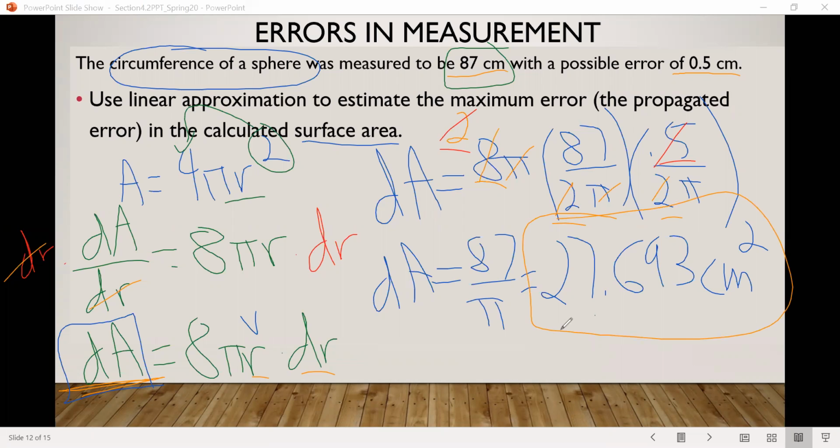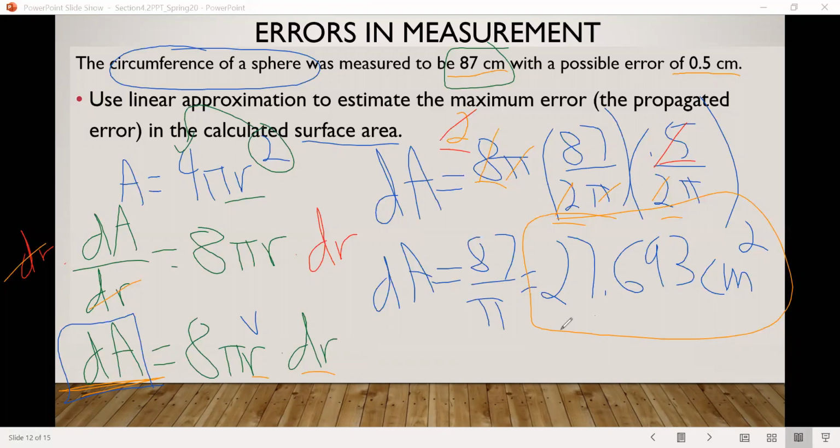Okay, so again, to explain what happened here. Someone measured the circumference of a sphere to be 87 centimeters, and they knew that their error could possibly be up to 0.5 centimeters. Now, if they use that measurement to find the surface area, we found that the maximum possible error, the maximum they could be off by, in their calculation of the surface area is 27.693 centimeters squared. Okay.